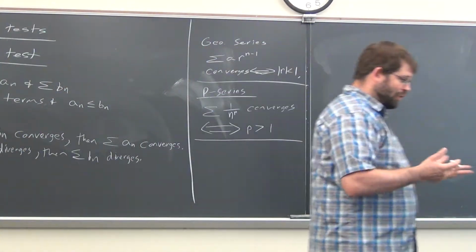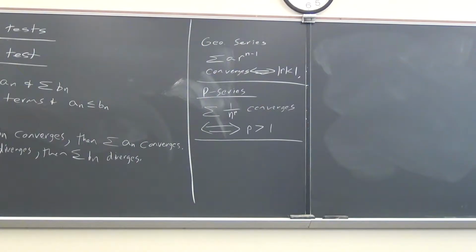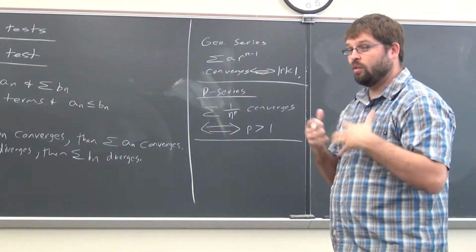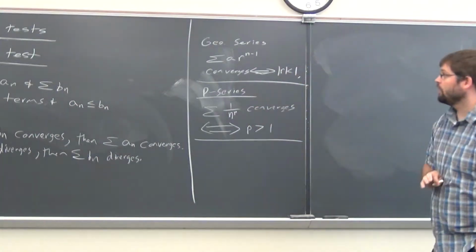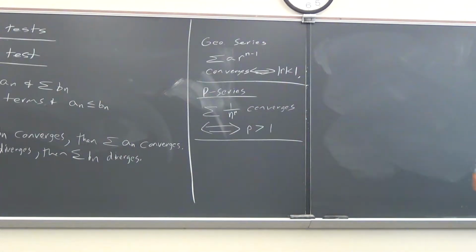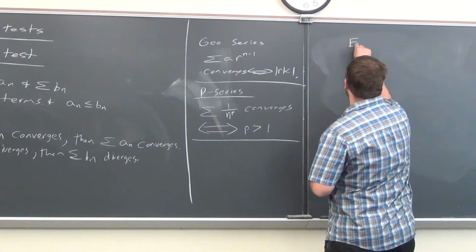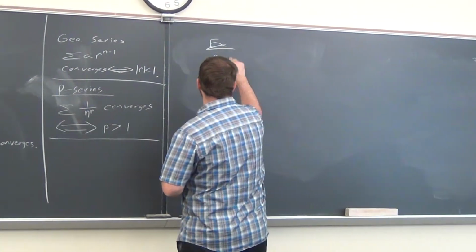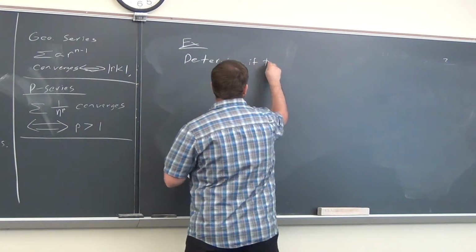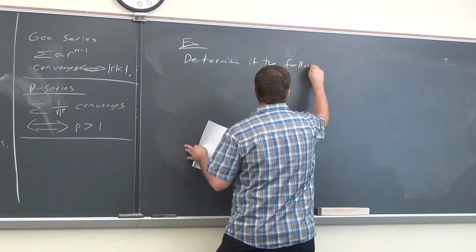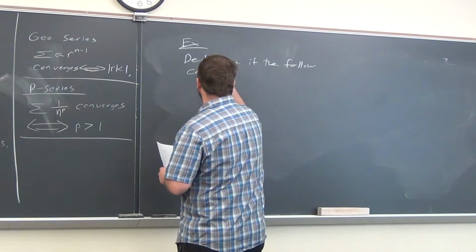And so this first version of the comparison test, this direct comparison test, is a little limited in where we can use it, but it'll become more useful in a variant of it. This limit comparison test will be very useful. But let's try this first. So, example, determine if the following converge or diverge.